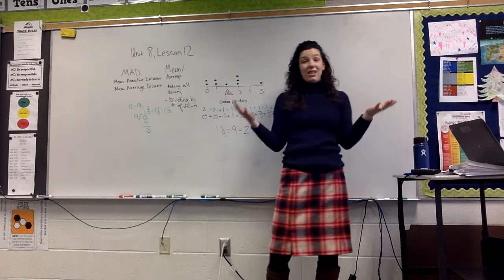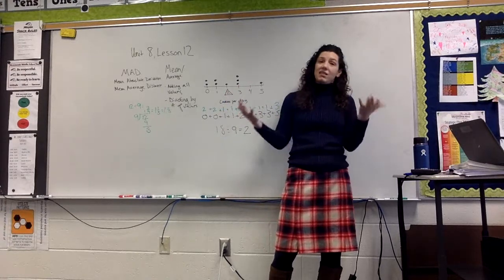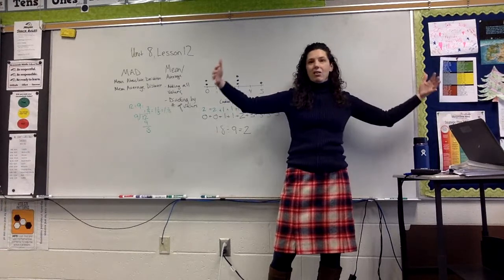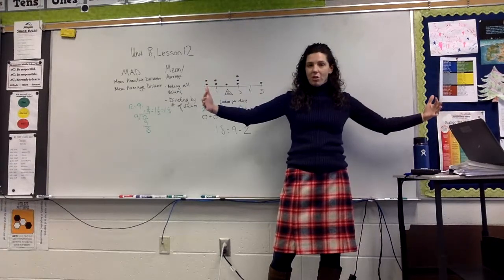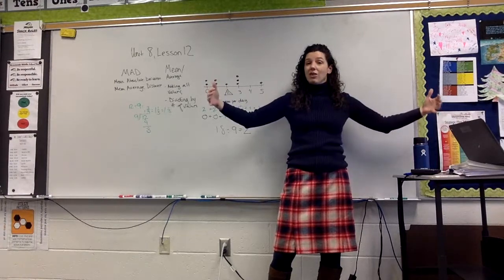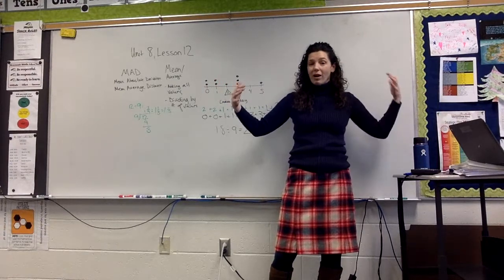Okay. If I have a really large MAD, like let's say 10 or 14, that would mean that on average, my dots are 10 or 14 jumps away from that triangle, from that average. So it means my data has much more variability. It's much more spread out.